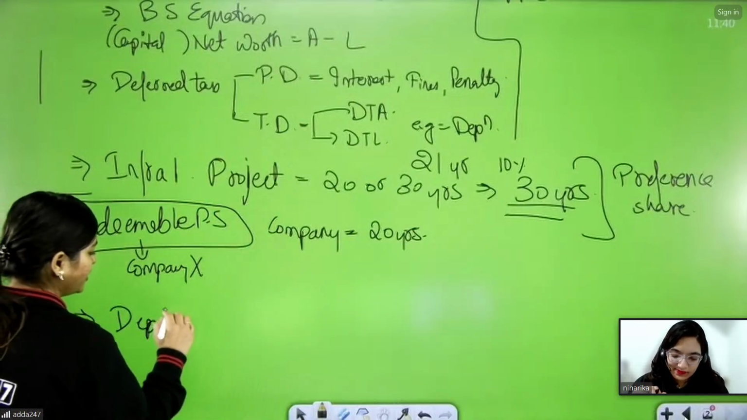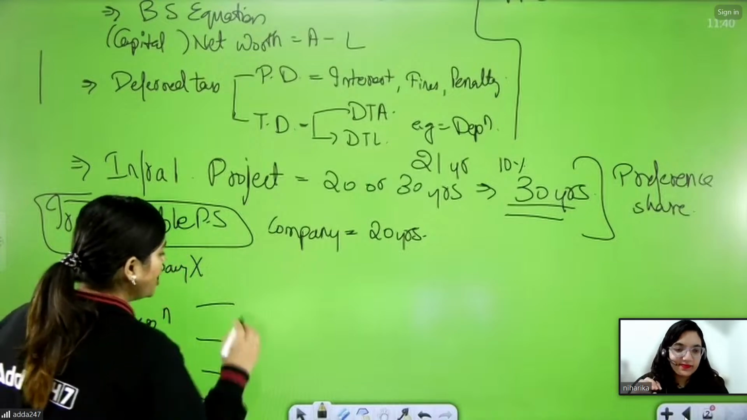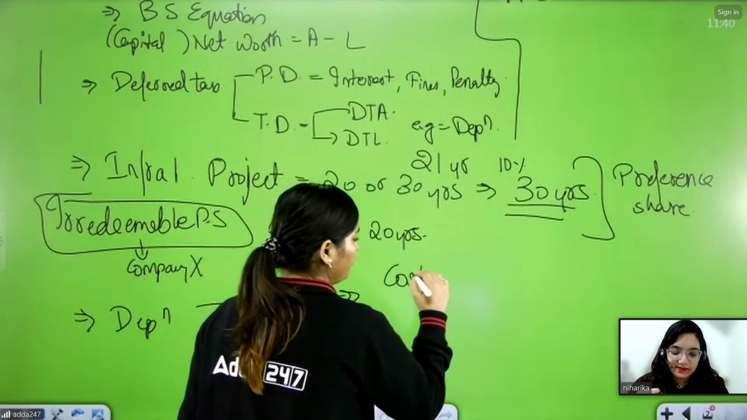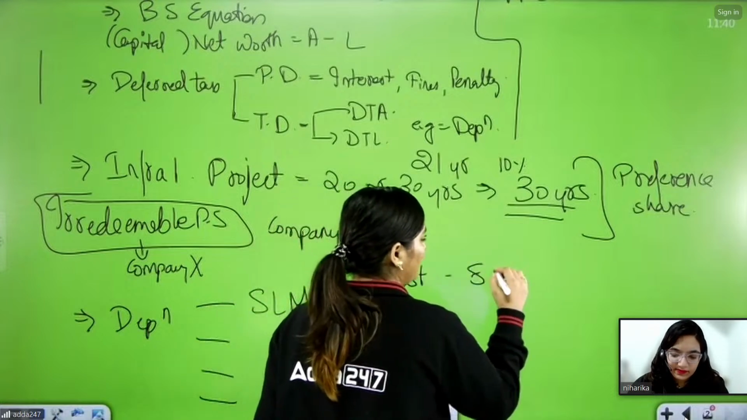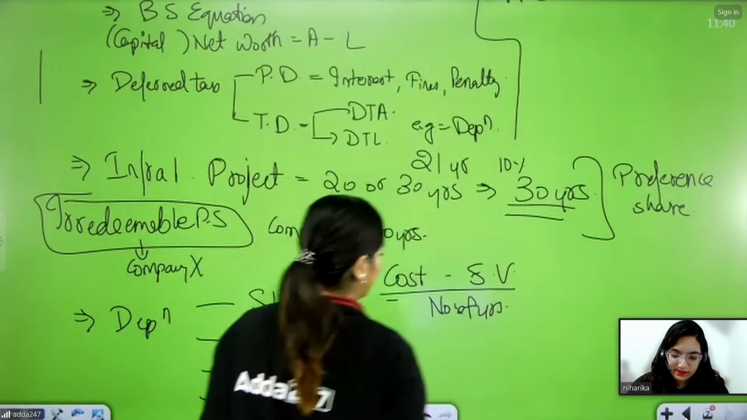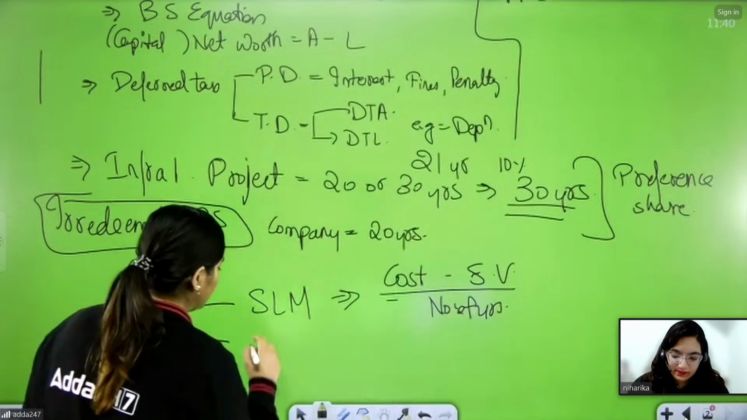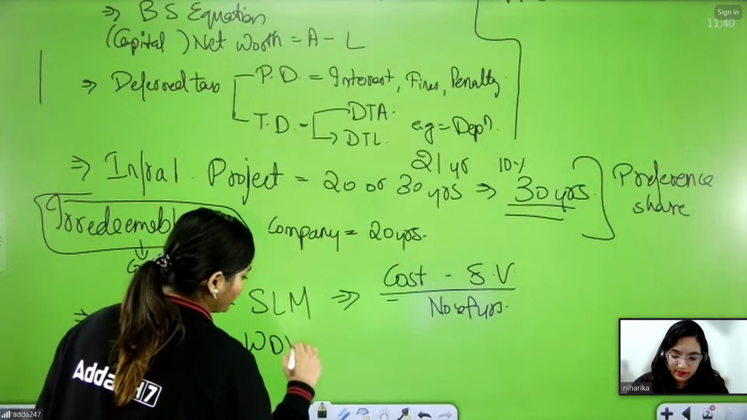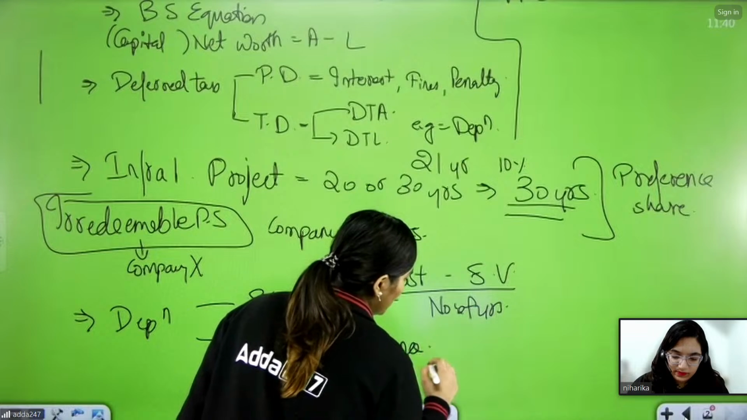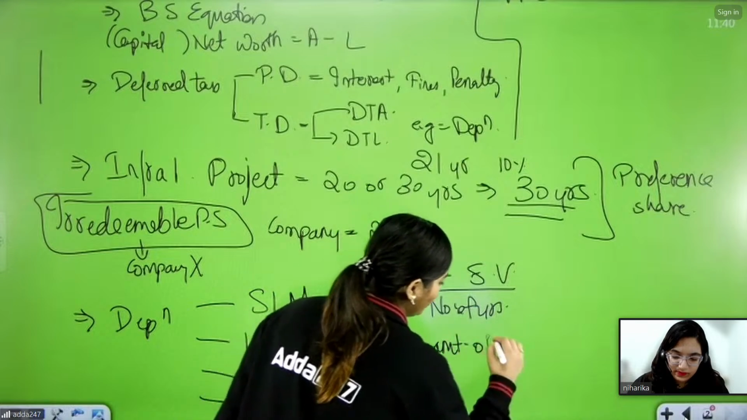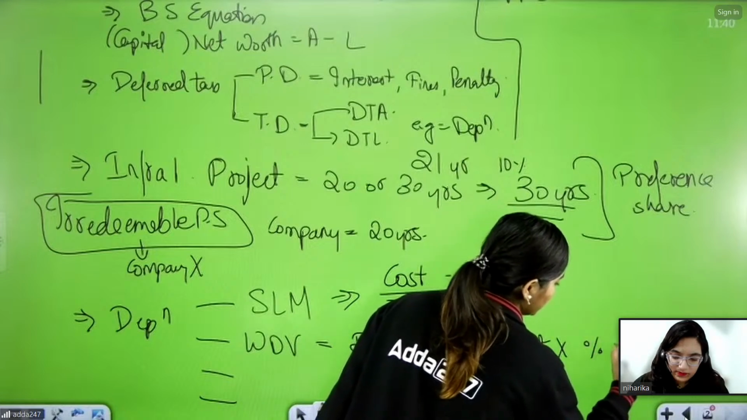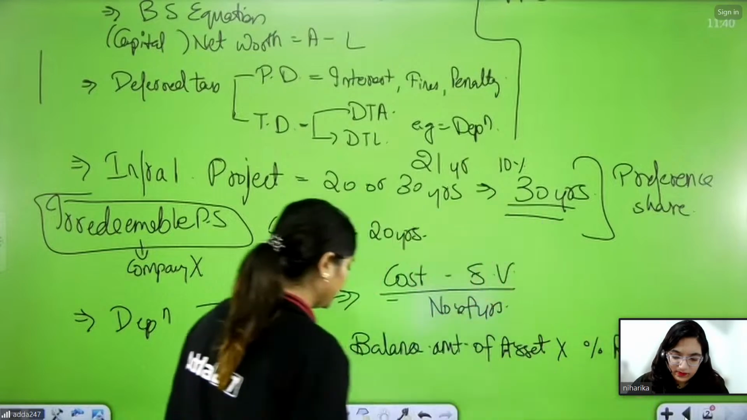See, under depreciation, we have 4 formulas. One is your straight line method, in which you take the cost of purchasing minus scrap value, if you have any, divided by number of years. You can use that, or ultimately you can say the life. Then we have the WDV. In that, we take the balance amount of asset multiplied by the percentage, whatever rate they are giving.